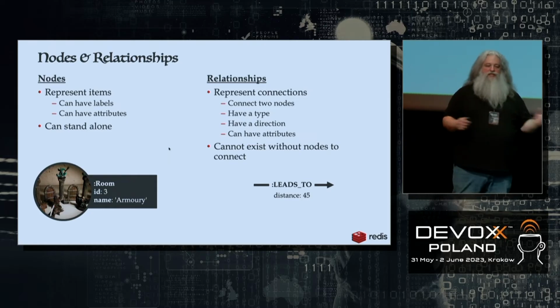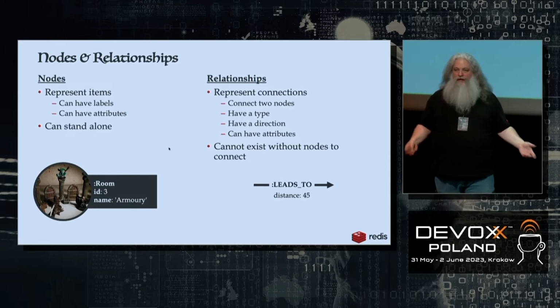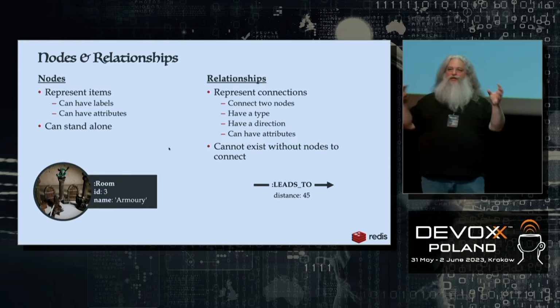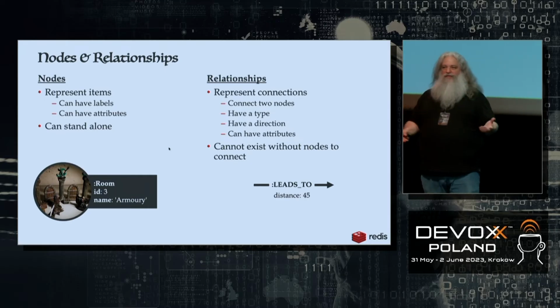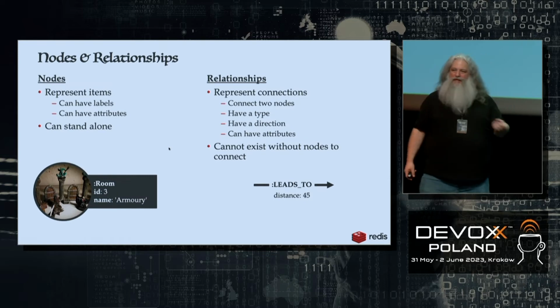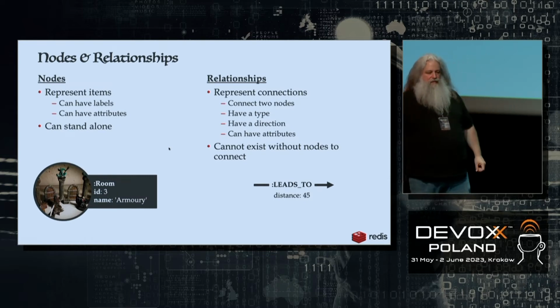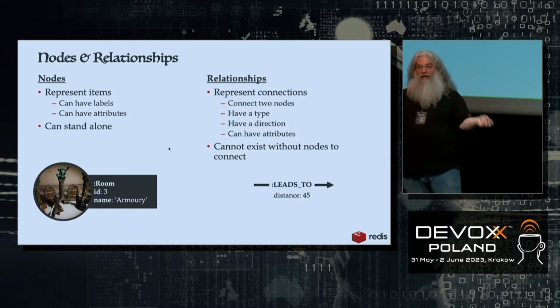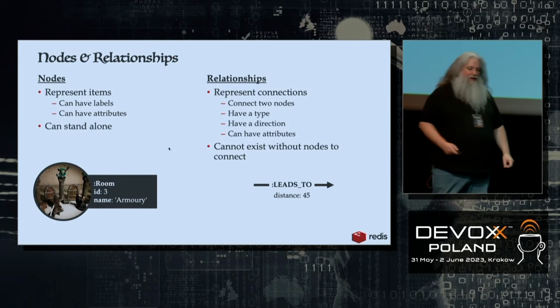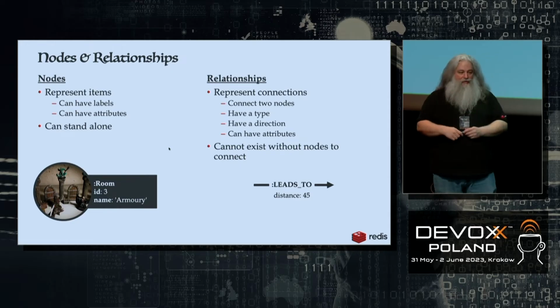Relationships represent the connections between two nodes. A relationship, by definition, is the connection of two nodes. No more, no less. And these relationships have a type, which is a lot like a label, but it has one type. It can't have multiple types. They have a direction. So the room contains a monster, not the monster contains a room. And they also can have attributes on them as well.